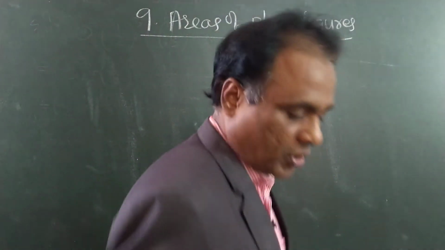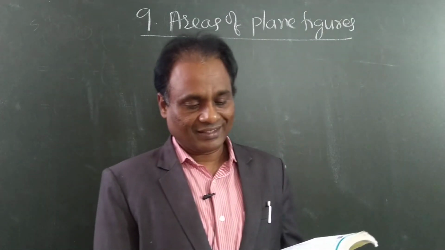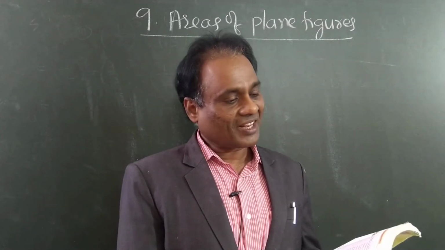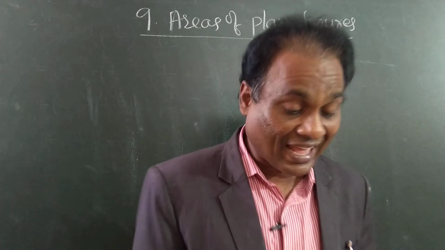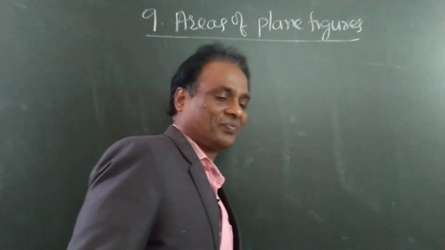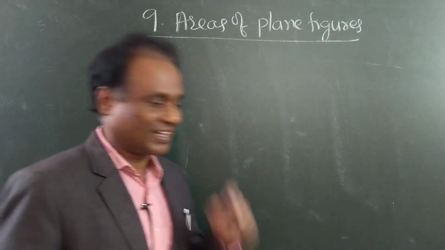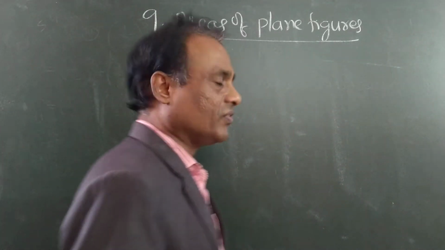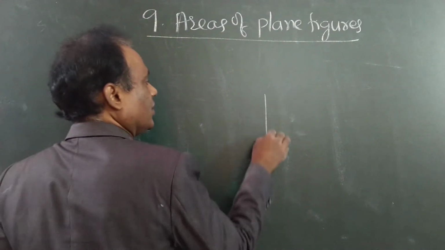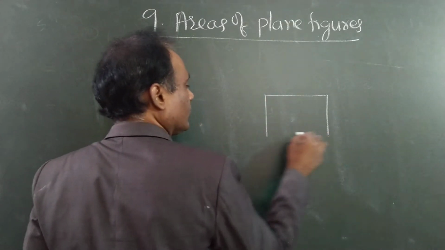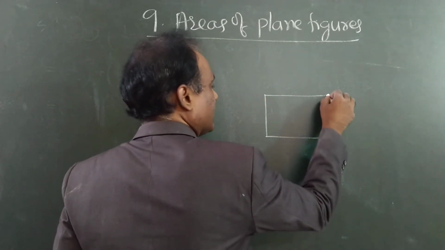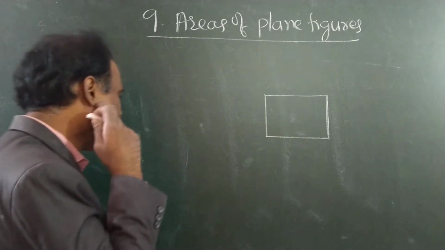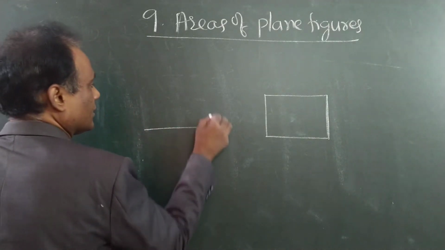Open your textbooks. So this is page number 199, areas of plane figures. Areas of plane figures. See, suppose if you take a diagram like this. This is one diagram. Don't write anything.